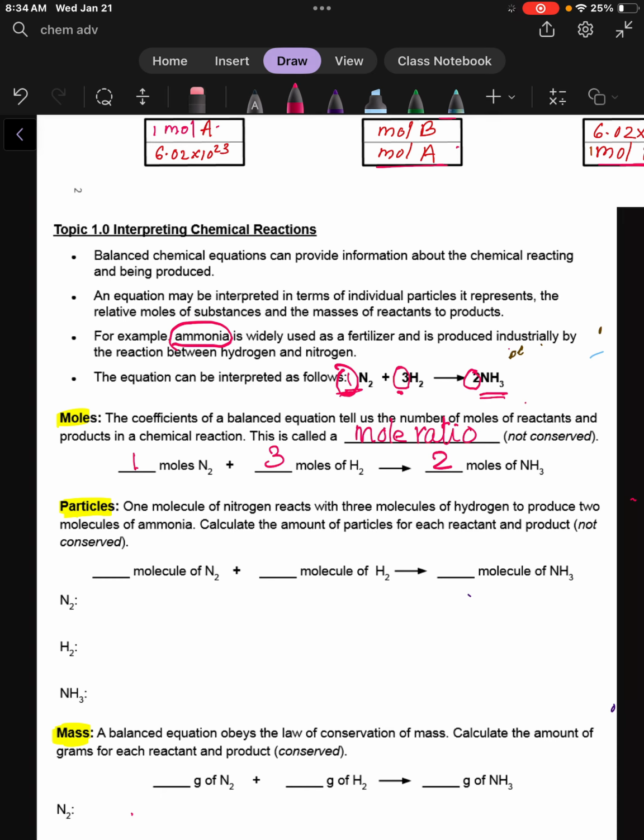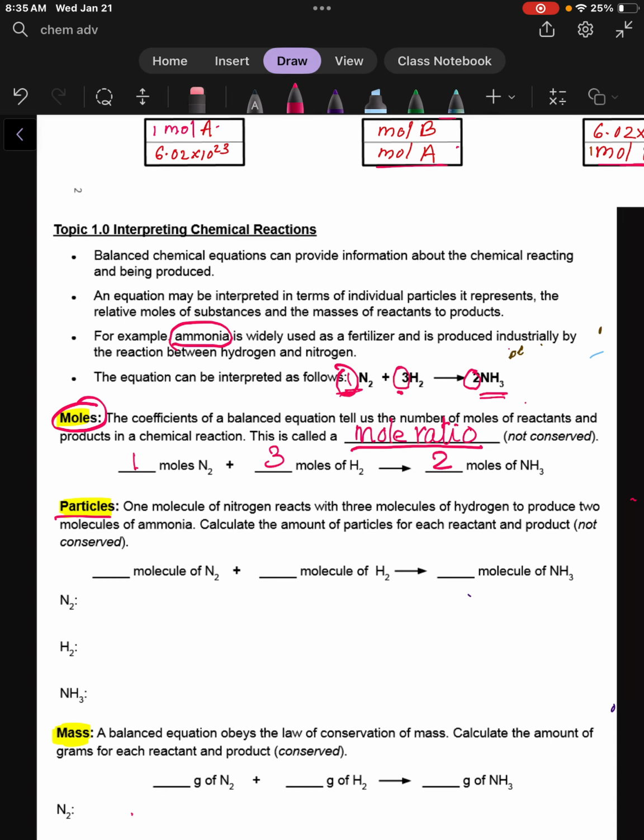There will be questions calculating the moles of one reactant to another reactant or a product. Then we use the mole ratio for that conversion. All conversions need the mole ratio. Then remember about the particles. What are the different particles? What are the terminology we use for particles?